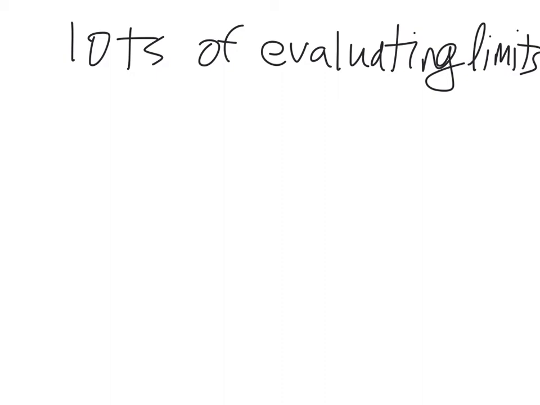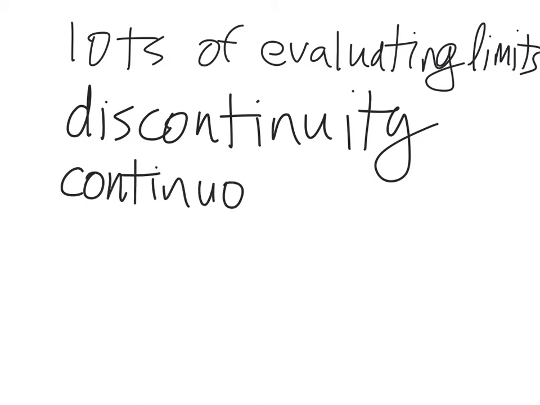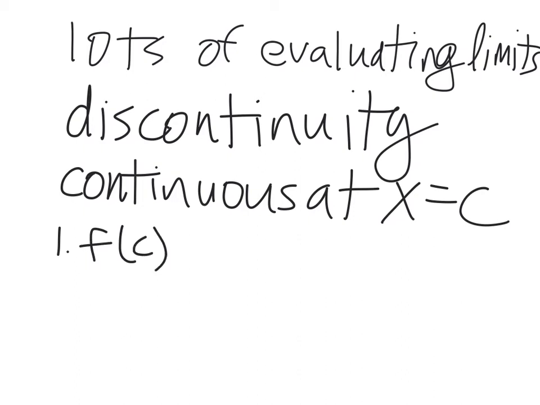Okay. And that kind of led us up to a discussion on continuity, whether a function is continuous or discontinuous, or the fancy word discontinuity. Okay. And for a function to be continuous, we have to have 3 conditions. Let's say continuous at, we'll just say x equals c. First of all, f of c is defined.